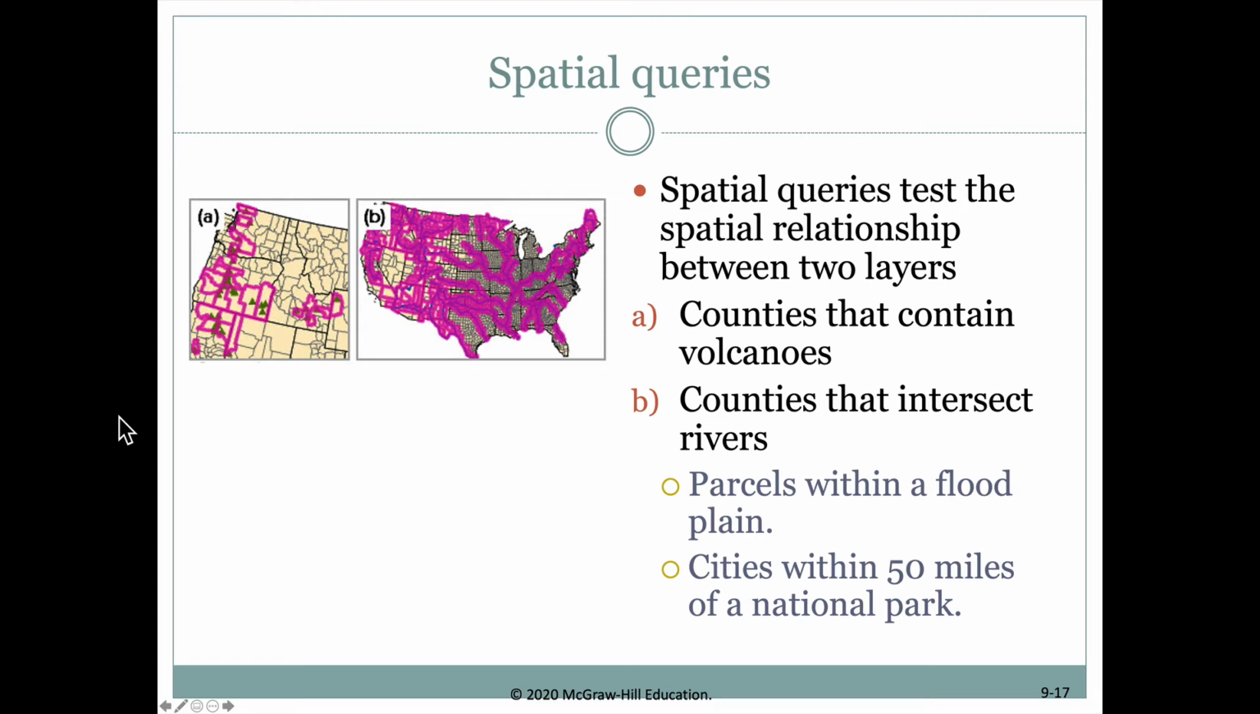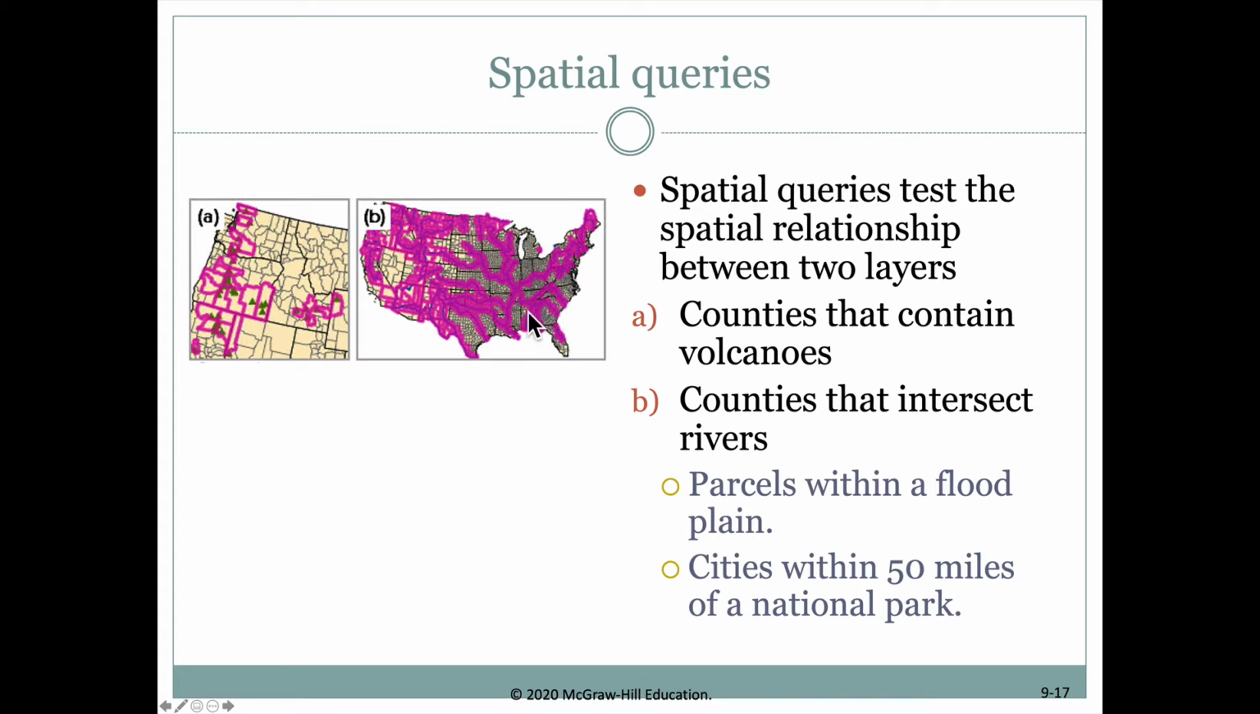Spatial queries are an important feature of GIS and allow us to do things that we can't do just within an attribute table as we could do with other IT type applications. For example, we might want to select all the counties that contain volcanoes. This would be done with two different layers, one a layer of volcanoes and the other the counties, and we would be able to select these.